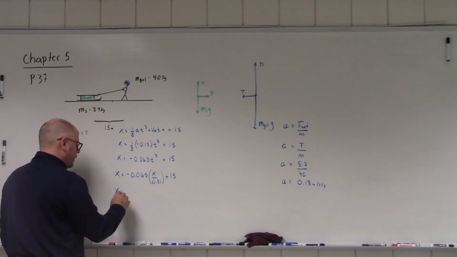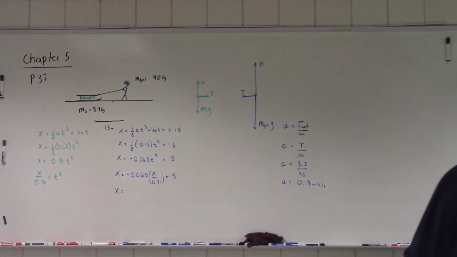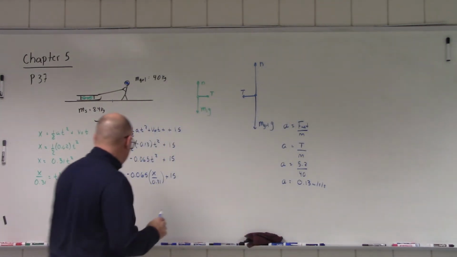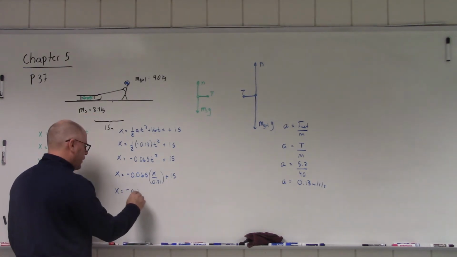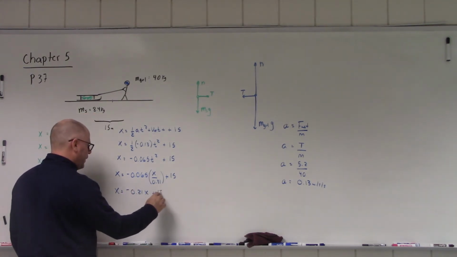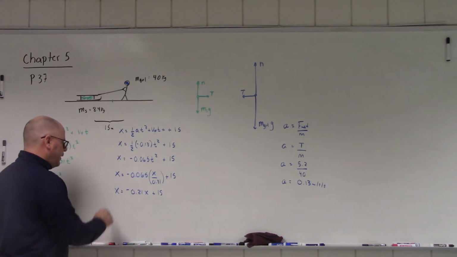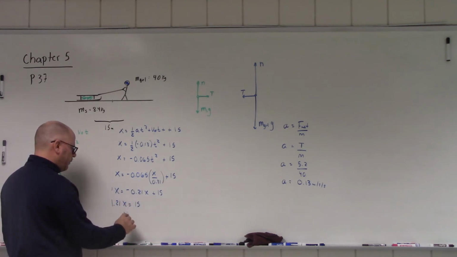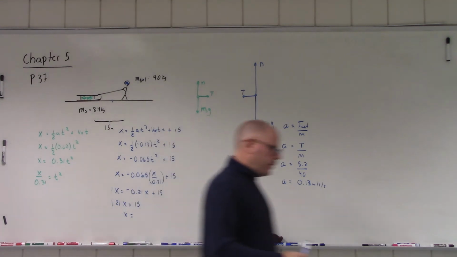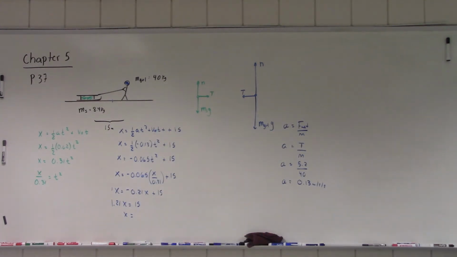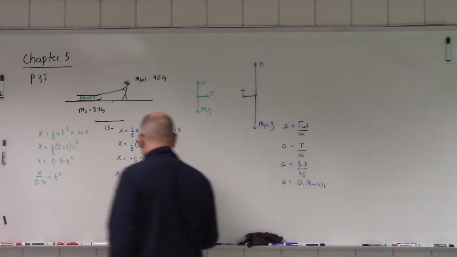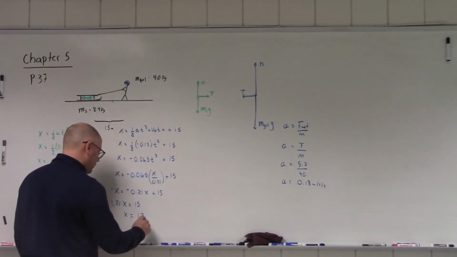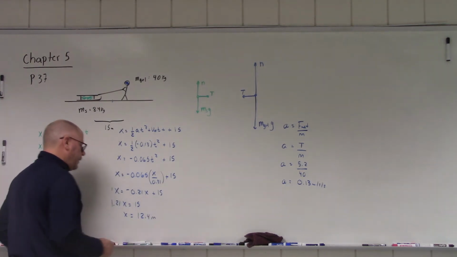So x is equal to, I just looked at it, negative 0.21x plus 15. I'm going to add this to both sides. This is already 1x, so this is 1.21 x is equal to 15. So x is equal to 15 divided by 1.21. So 12.4. Now that's a distance, that's going to be meters.